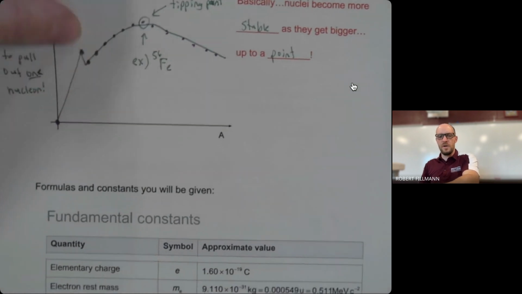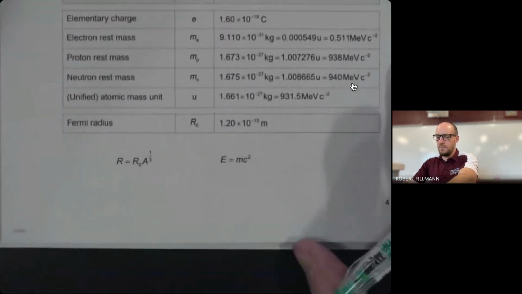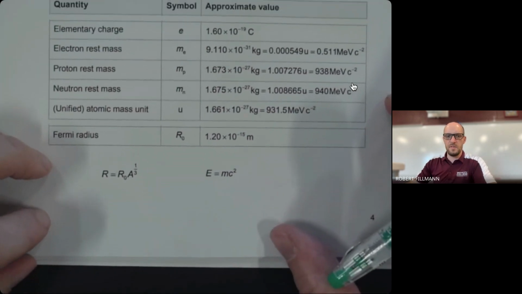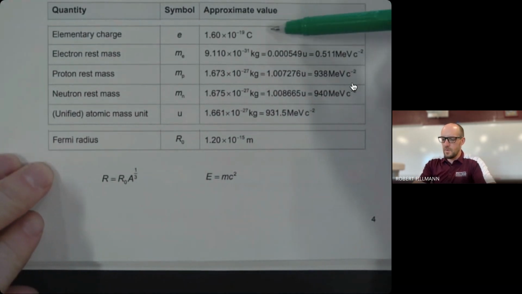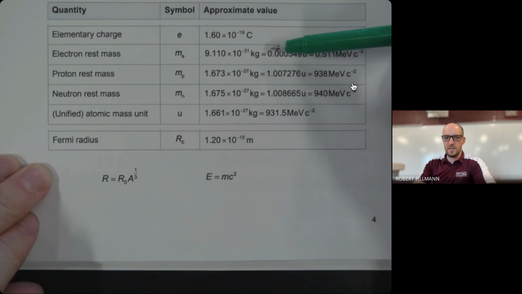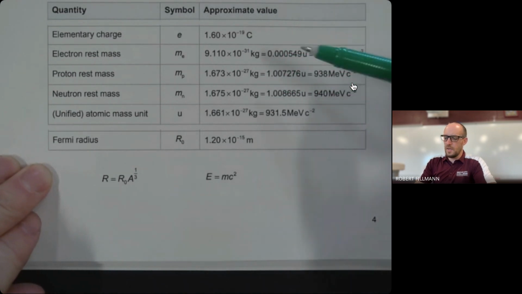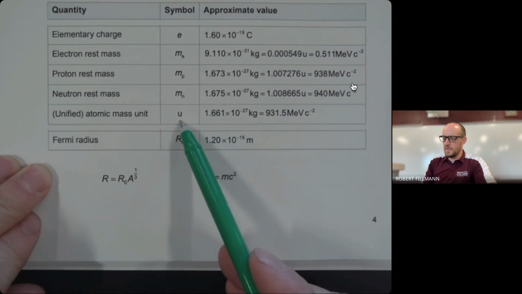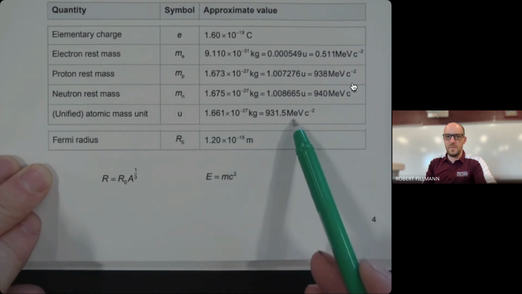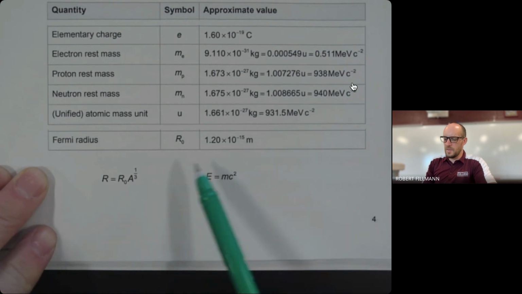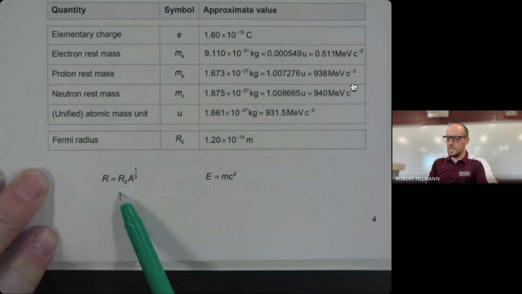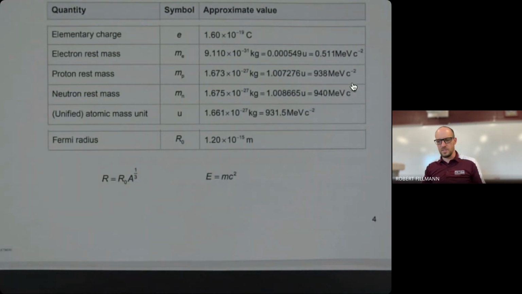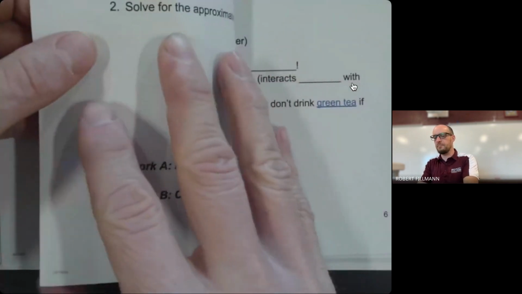So if we look at what I'm going to give you to work with here, formulas and constants, you don't have to memorize any of these constants. So knowing charge, knowing masses of things like electrons, protons, neutrons, also the conversion from atomic mass units to kilograms or mega electron volts. We talked about the Fermi radius, which could be used to determine the radius of any nucleus. And then here we've got E equals mc squared.